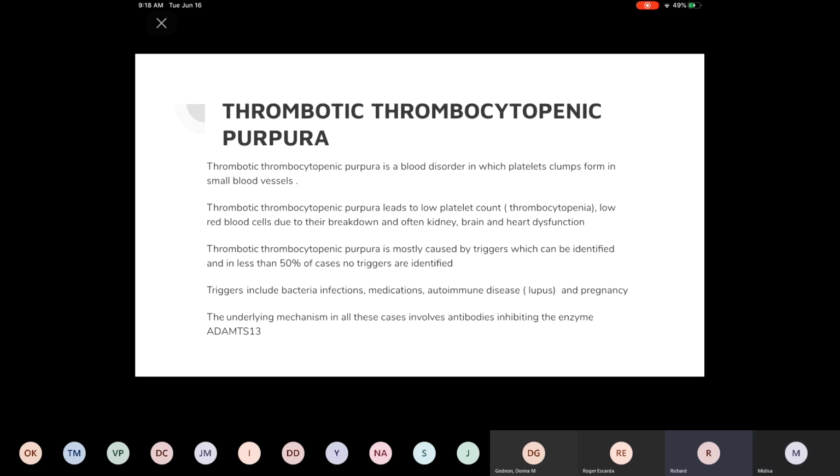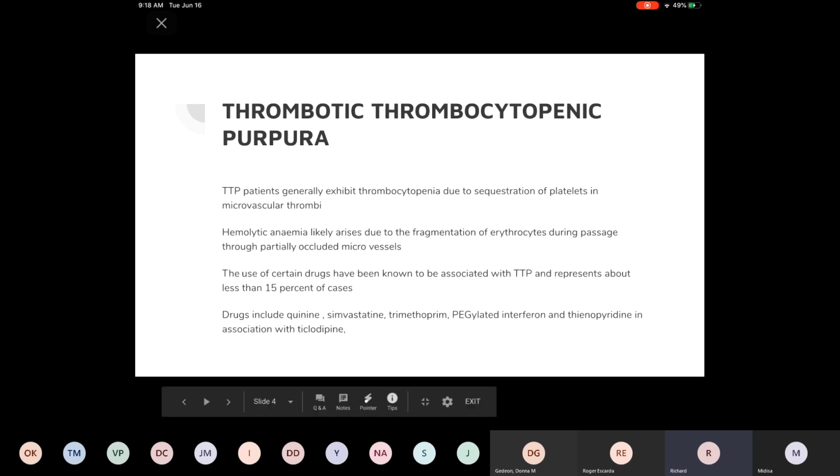TTP mostly is caused by triggers, but in most cases, like 50% of the cases, there are no identified triggers for TTP. Most of the common triggers for TTP are bacterial infection, medication, autoimmune disease, which is lupus, and pregnancy. The major underlying mechanism in all of these cases involves the antibody inhibiting the enzyme, which is the ADAMTS13. The next slide, please.